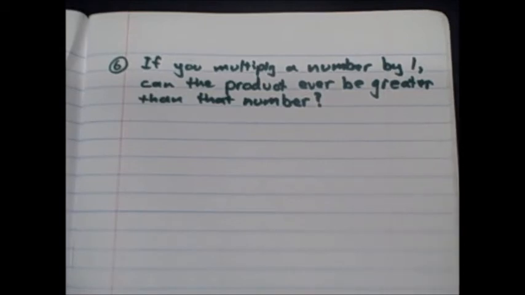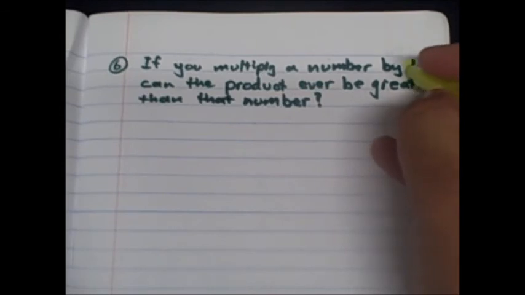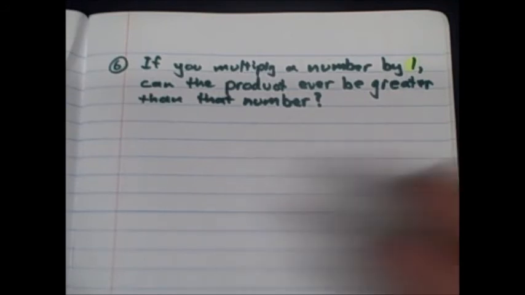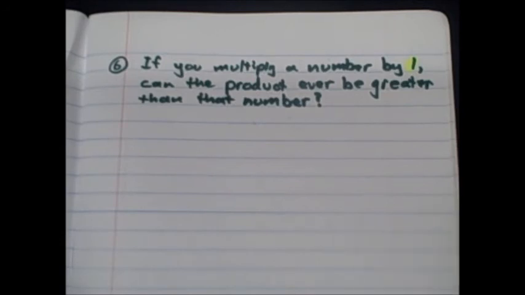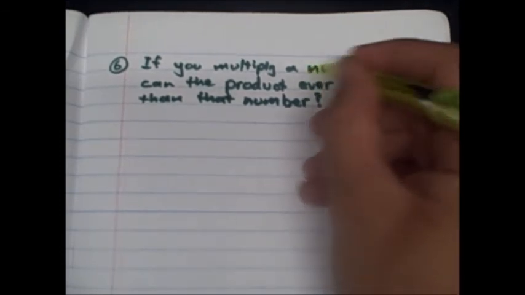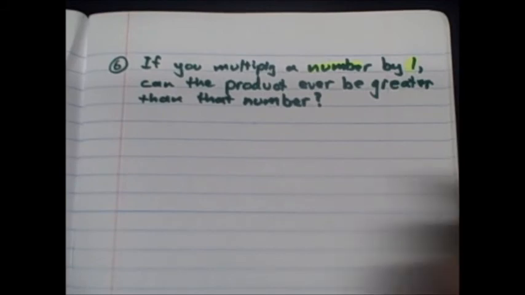Okay, we're back. Now, dissecting this word problem is kind of easy. We're talking about multiplying a number by 1. We've already talked about one of our properties of multiplication, the identity property, which says that any number multiplied by 1 is going to be that number. For example, 12 times 1 equals 12. 100 times 1 equals 100. Okay. So this is saying if you multiply a number by 1, can the product, which is the answer when you multiply, be greater than that number?